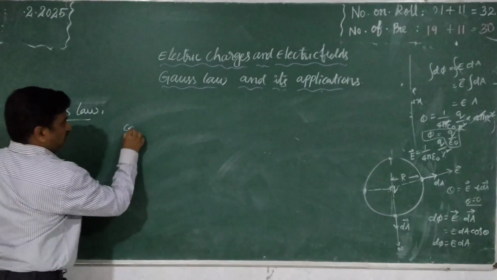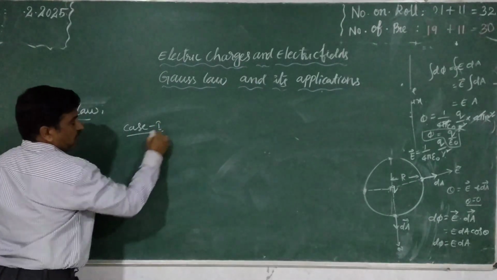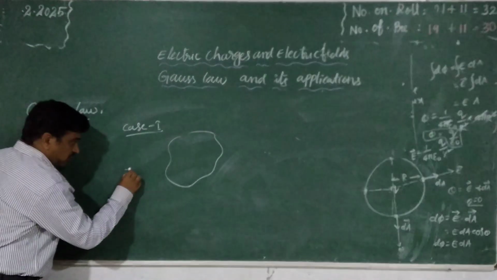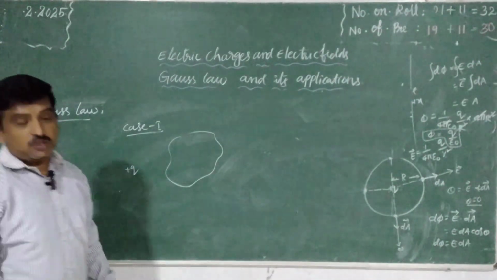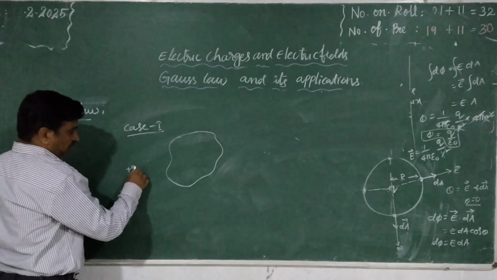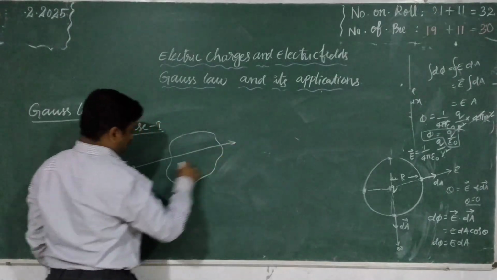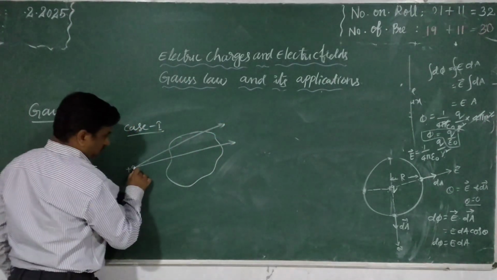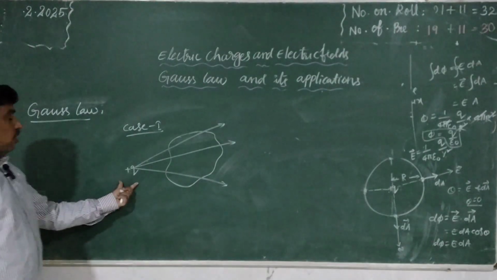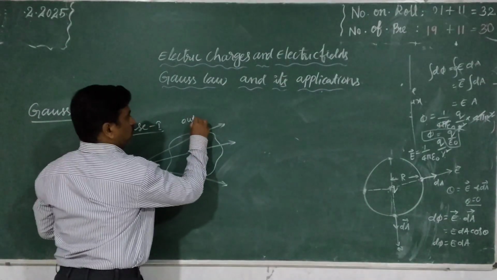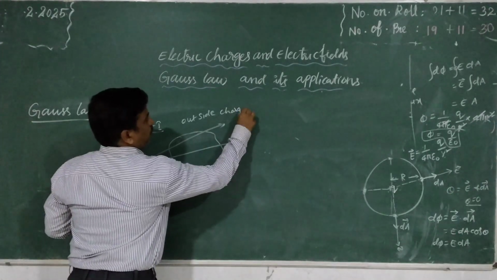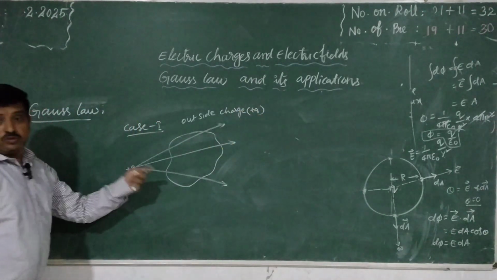In some cases we can take a closed surface. This is the closed surface. Here the charge is outside, not inside the closed surface. What is the flux through this closed surface? See here, the electric field lines due to this charge go radially outwards, and they pass through like this. So what is the flux through this closed surface due to the outside charge plus q? That is what we will find out.